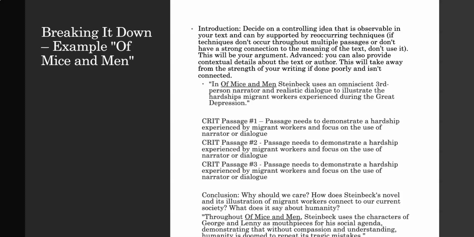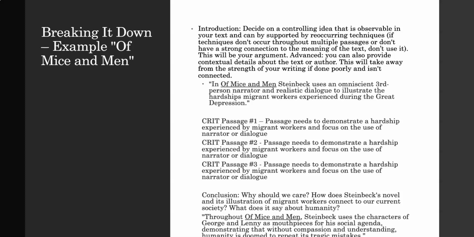In the introduction, you want to make sure that you set out for your reader what you're going to be arguing so that they know exactly what you're going to be talking about through the rest of the essay. I put here under an advanced portion, you can also provide contextual details about the text or author. However, I don't really recommend this until we get further along into the essay writing process, because if you provide contextual details that don't necessarily enhance your writing, then it just kind of muddies it and makes it unnecessary.